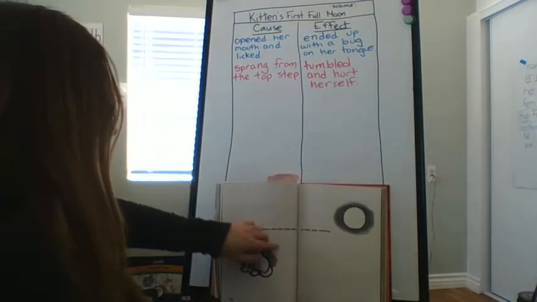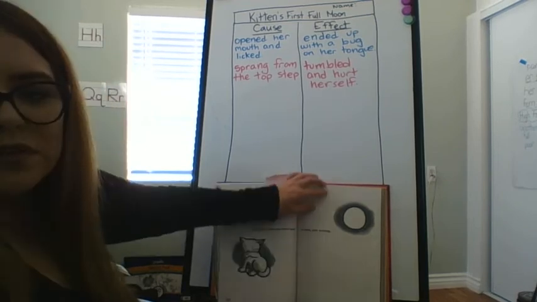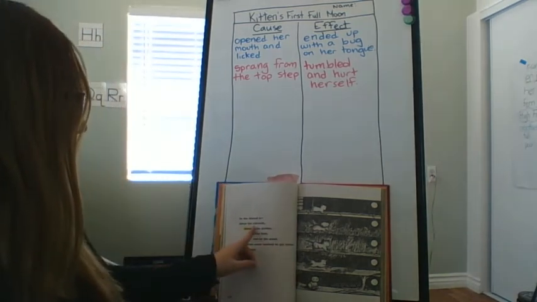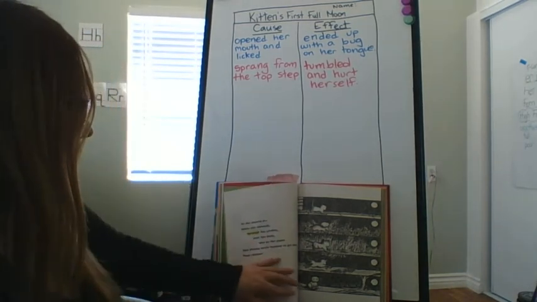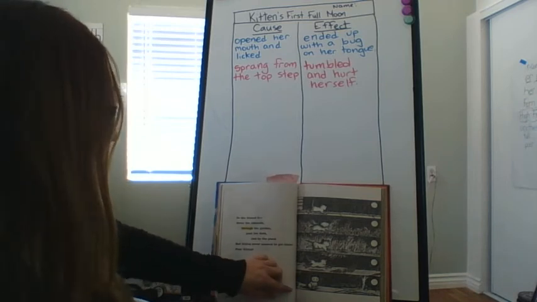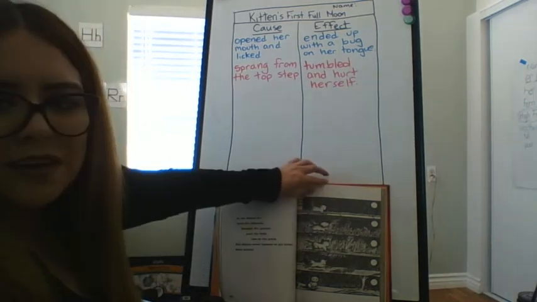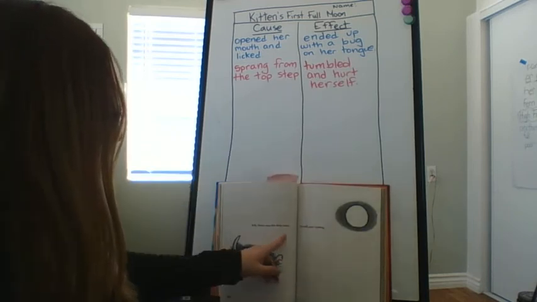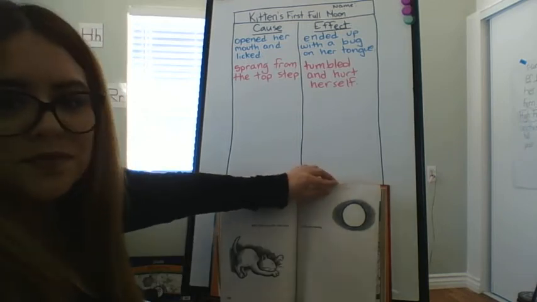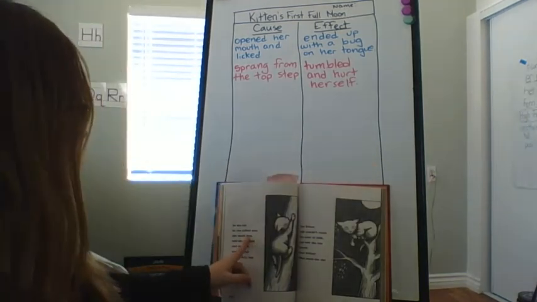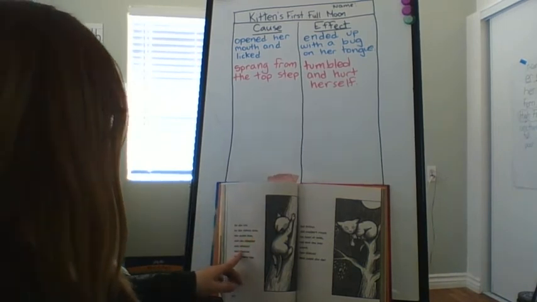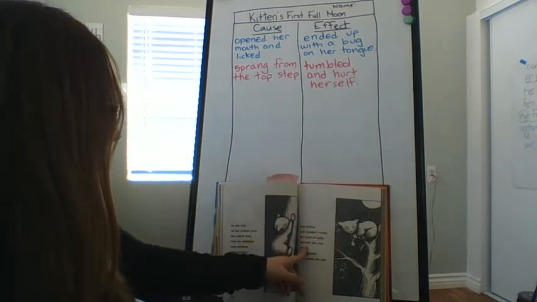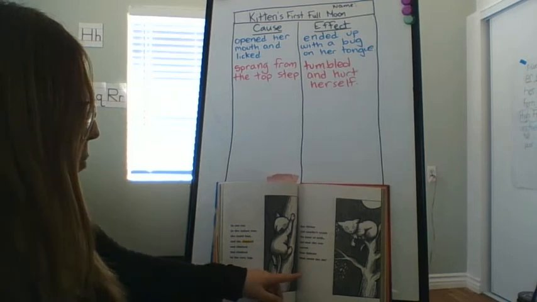Let's keep reading. Still, there was the little bowl of milk just waiting. So she chased it down the sidewalk, through the garden, past the field, and by the pond. But Kitten never seemed to get closer. Poor Kitten. Still, there was the little bowl of milk just waiting. So she ran to the tallest tree she could find, and she climbed and climbed and climbed to the very top. But Kitten still couldn't reach the bowl of milk. Now she was scared. Poor Kitten.